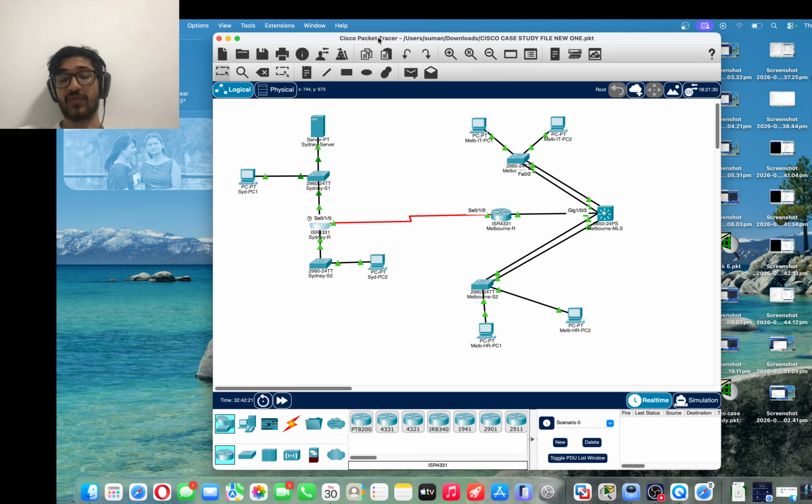I also evaluated EIGRP, which has even faster sub-second convergence using the DUAL algorithm. EIGRP is excellent in a Cisco-only environment. I chose OSPF for its vendor neutrality.